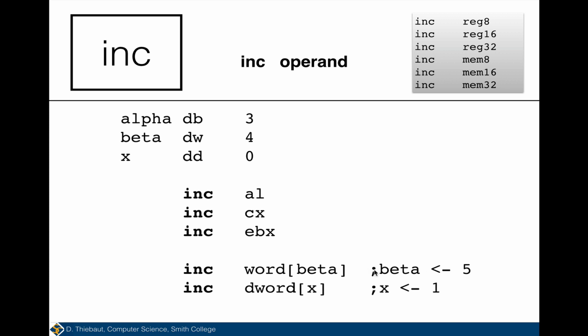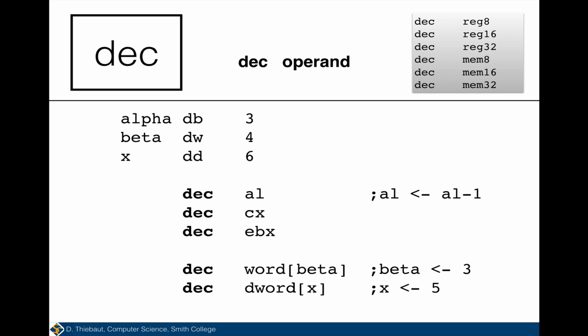So you see I'm commenting, following the semicolon, what's happening here. And here, increment dword x, because x is a dd, it's a double word. So increment double word x would add 1 to x, which started at 0, so I would end up putting 1 in x. That's the result of that.